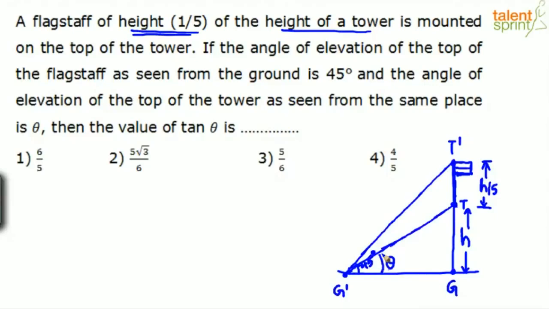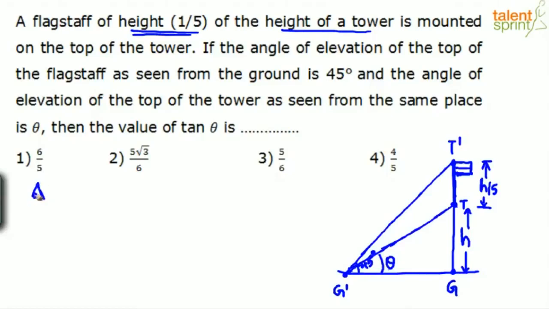You're getting it? So GT is the tower of height H. T dash is the flagstaff of height H/5. G dash is our point of observation from where we are observing the top of the tower and the top of the flagstaff. So top of the flagstaff, the angle is 45 degrees and top of the tower, the angle is theta. If you see, there are two triangles here. It's all about considering those two triangles.